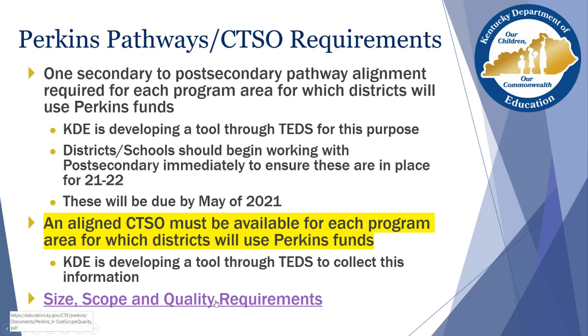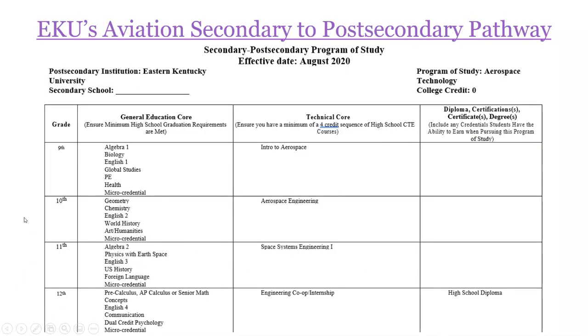We'll go through size, scope, and quality. I've also created a link here just so you can click that and download and print out the one pager if you need to. But we'll go through that here in a minute. So this is what a secondary to post-secondary program of studies looks like.